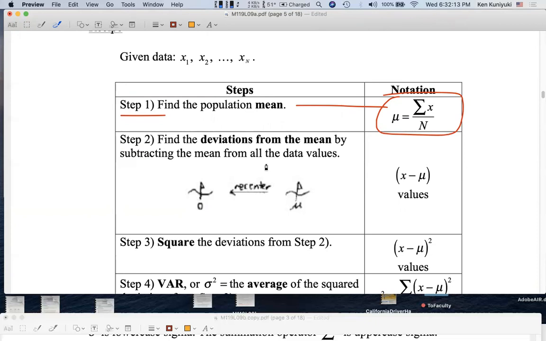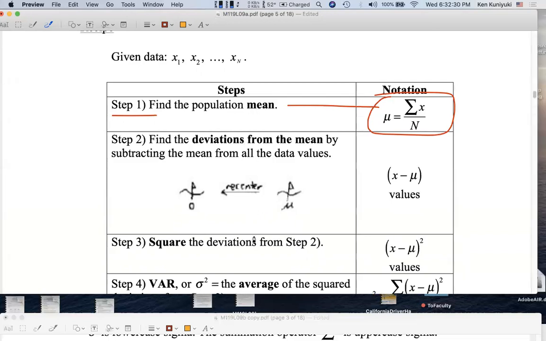And then you find the deviations from the mean by subtracting the mean from all the data values. All right. So we're going to recenter the data so that instead of mu, the new data set will be centered at 0. That's a way of standardizing things. We're going to subtract off the population mean from all the data values. All right. We're going to square these deviations. Below a column for these values.